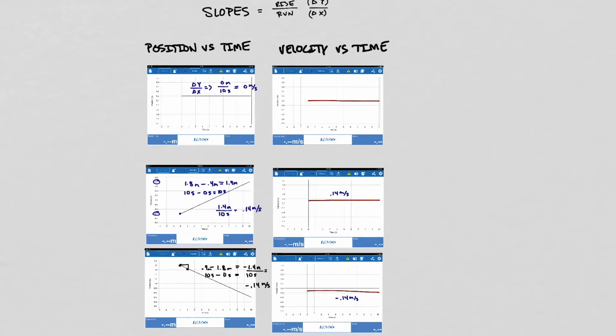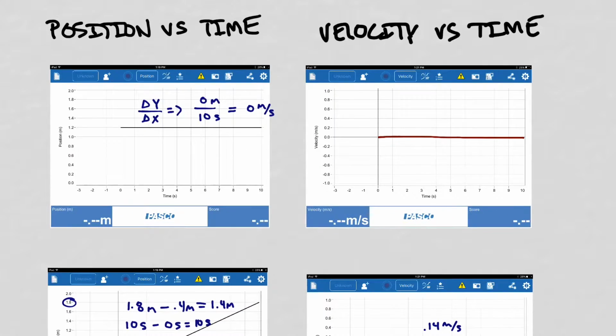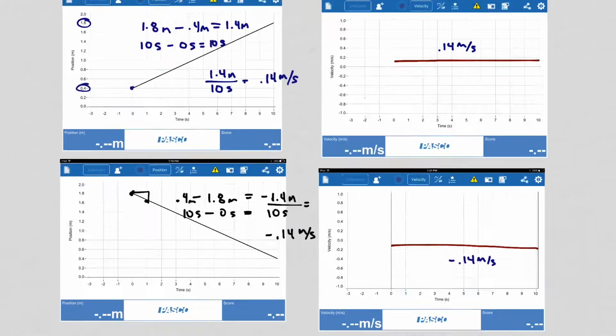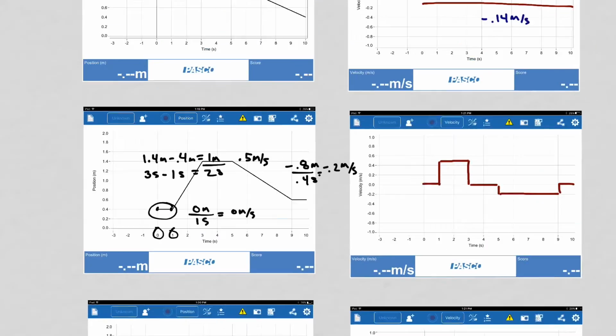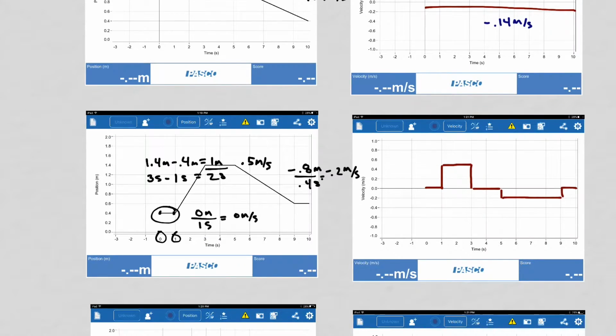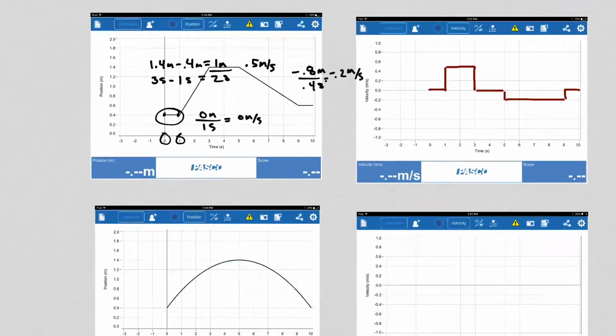Okay, so here, you now can pretty easily tell there's a direct relationship between the slope of the line of the position versus time graph and what's happening on the velocity versus time graph. This last example, and then you can also tell that if you have a negative or positive displacement, that changes the slope of the line and means you have a negative or positive velocity.